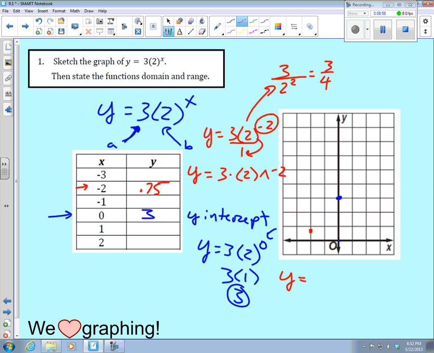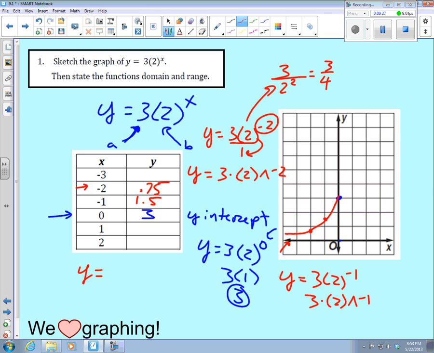Y equals 3 times 2 to the -1 power. If you plug this into your calculator, remember 3 times 2, caret key, -1, hit enter, and you should get 1.5. So -1, 1.5. Now remember, it never crosses the x-axis. It's kind of going up like this. We need a couple more points here.